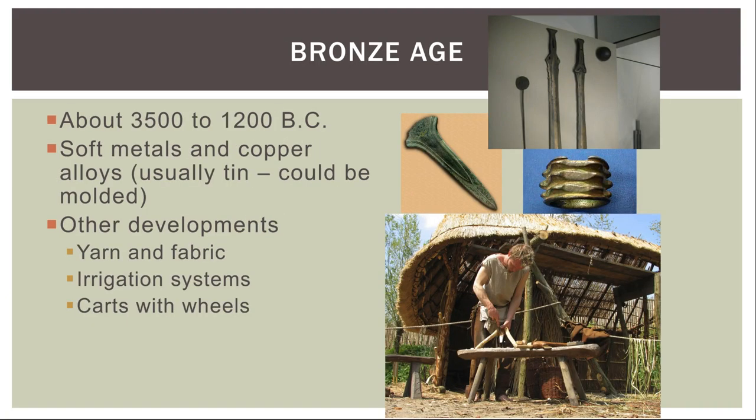And bronze is an alloy of copper and tin. An alloy is where you mix two metals together, and what you get there is this combination of the qualities of both of those things, right? So this is about 3500 to 1200 BC. Still pretty soft, tin's a little bit better, and it can be molded, and that's great.